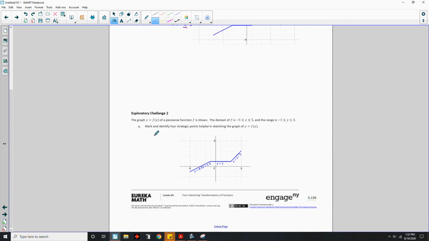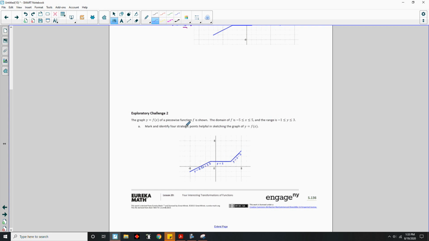Okay, exploratory challenge 2. The graph of f of x of a piecewise function f is shown. The domain of f is. So here they actually tell you that the domain is -5 to 5. It does not continue forever. And the range is -1 up to 3.